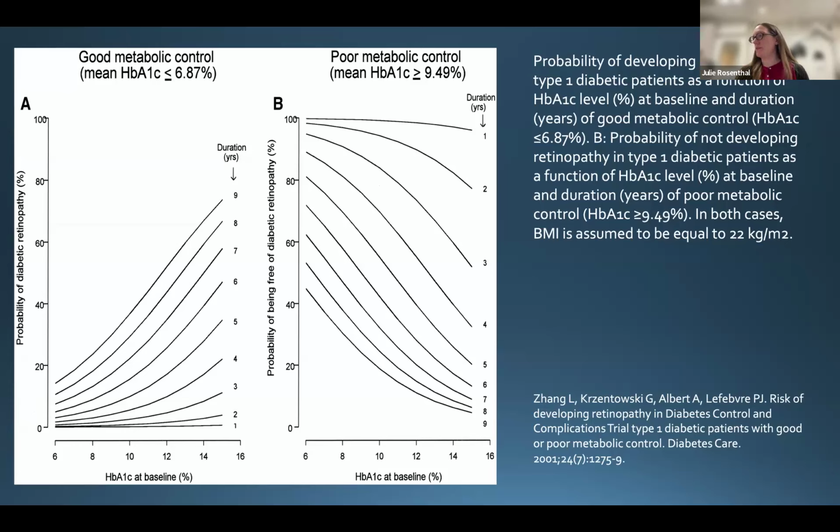So this was another large study, the DCCT study. So you can see that as you go up on this screen, there's a longer duration of disease, higher A1C, not surprising given what we know.